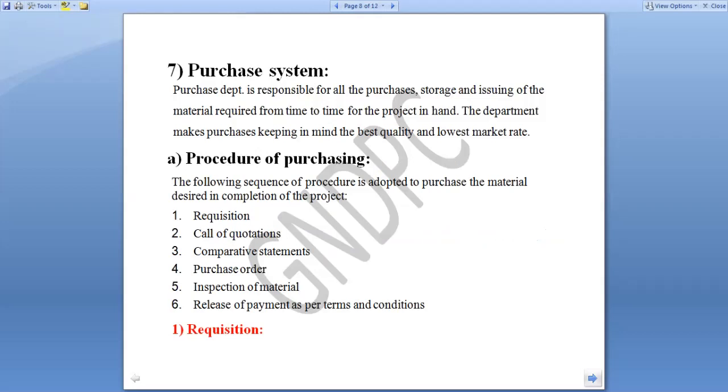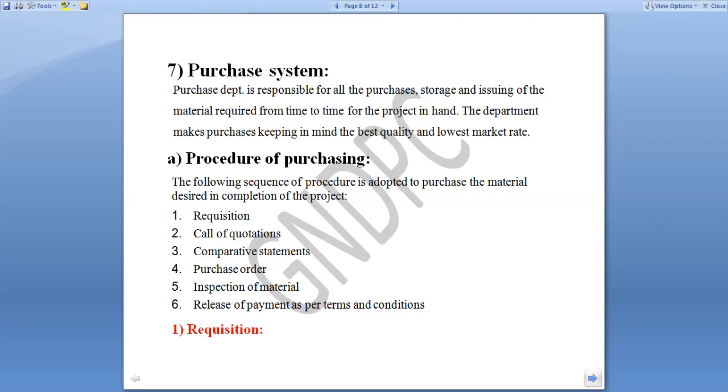Next comes the purchase system. The purchase department is responsible for all the purchasing, all the storage, and the issuing of the material required from time to time for the project in hand. This department makes purchases keeping in mind the best of quality and, of course, a cheap rate from the market.